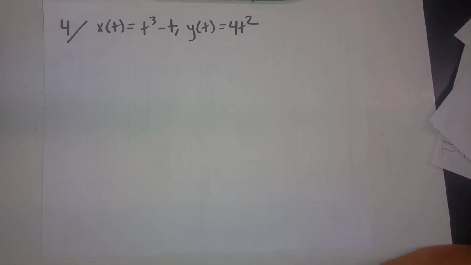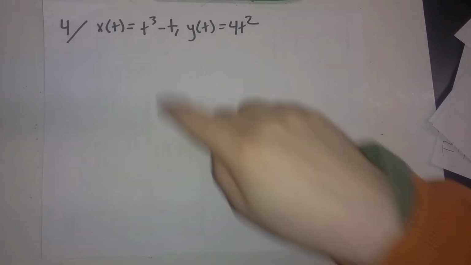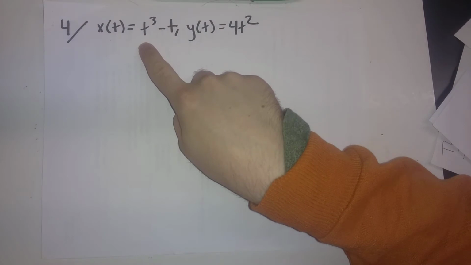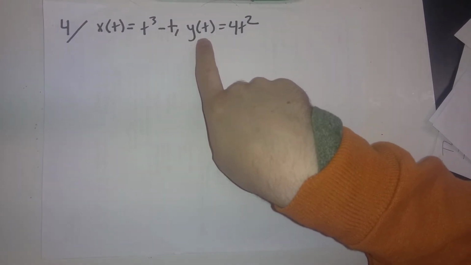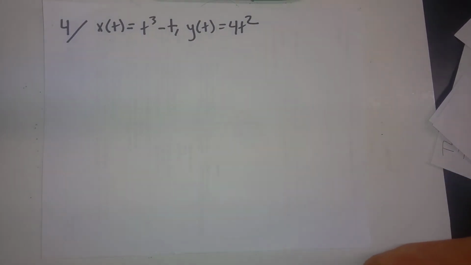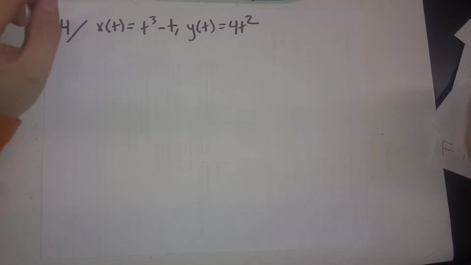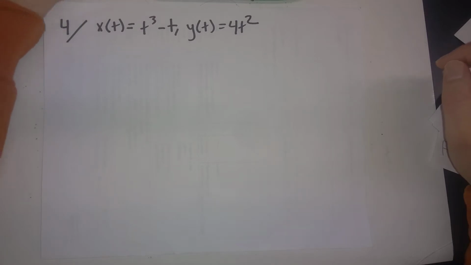Problem number 4. Consider a parametric curve. X of t is t cubed minus t. Y of t is 4t squared, where t is all real numbers. Find the point, x naught, y naught, where the curve crosses itself, and find the two tangent lines to the curve at that point. So, when does this curve intersect itself?